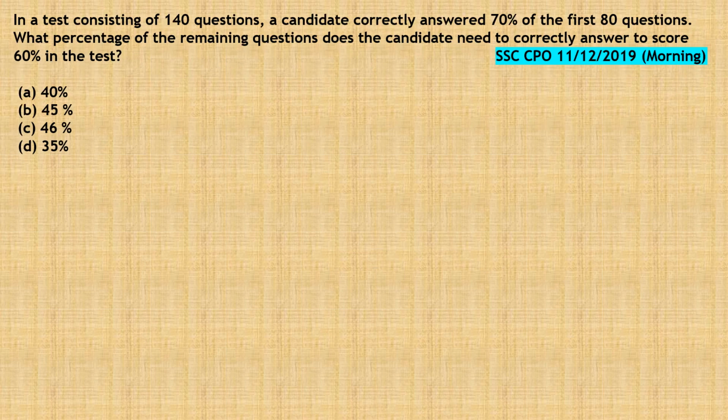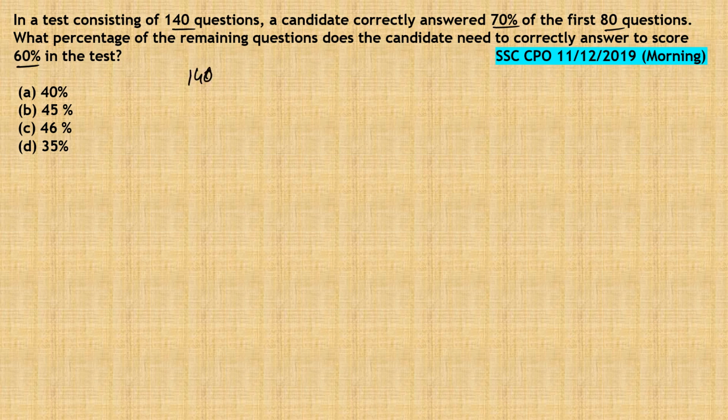In a test consisting of 140 questions, a candidate correctly answered 70% of the first 80 questions. What percentage of the remaining questions does the candidate need to correctly answer to score 60% in the test? He needs to score 60% in the overall test.